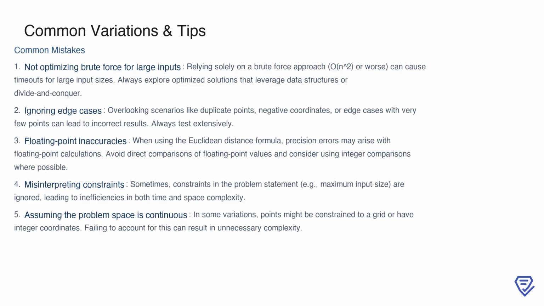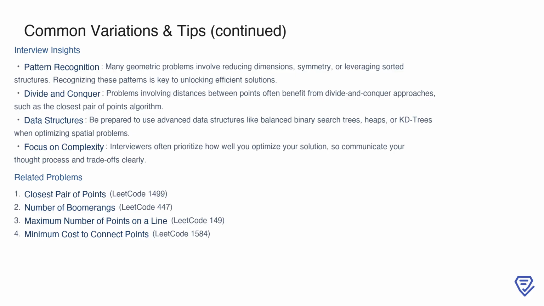Now let's take a look at some key insights for approaching similar problems in interviews. Recognizing patterns is essential. For instance, many geometric problems can be simplified by reducing dimensions, identifying symmetry, or leveraging sorted data structures. Divide and conquer techniques are particularly effective for distance-based problems, as demonstrated by the closest pair of points algorithm. Additionally, advanced data structures like balanced binary search trees, heaps, or KD trees are often valuable tools for optimizing spatial computations. Keep in mind that interviewers tend to focus on how well you optimize your solution, so it's important to clearly explain your thought process and the trade-offs involved.